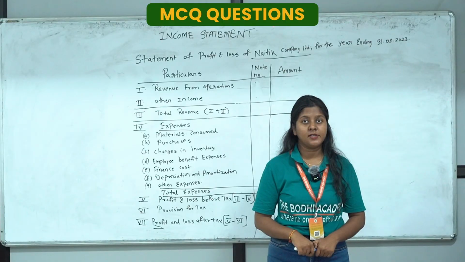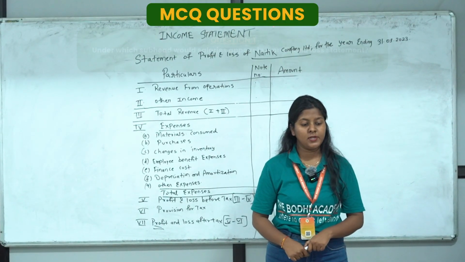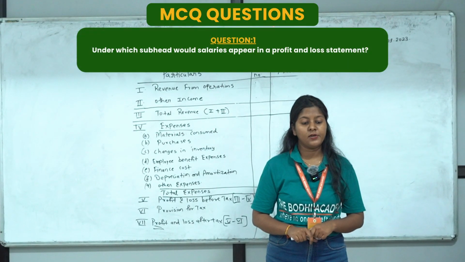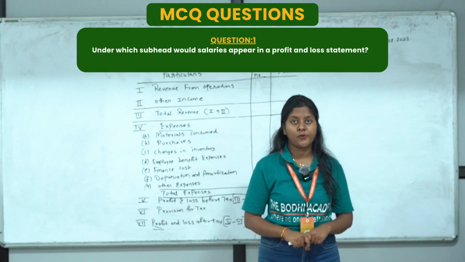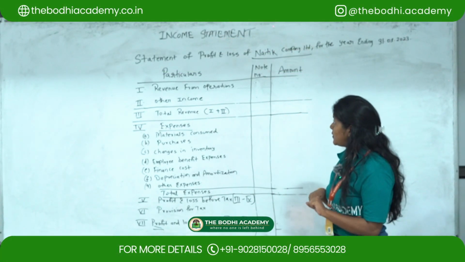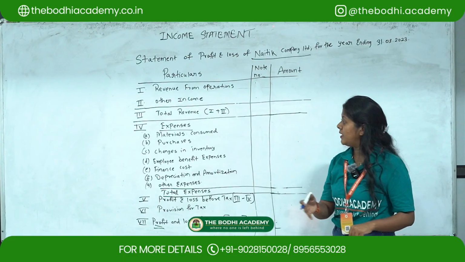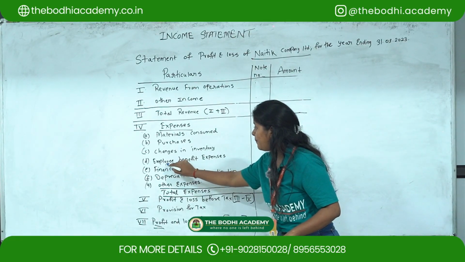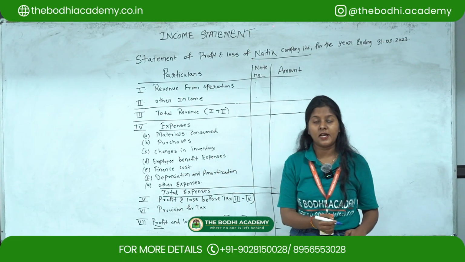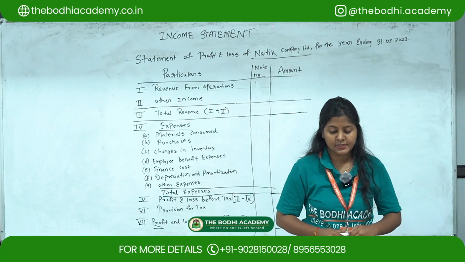So now we'll start with the MCQ, and the first MCQ is: under which subhead would salaries appear in the profit and loss statement? So if you see the profit and loss statement, basically salary we give to the employees, so it will come under this head, employee benefit expenses. So this answer is employee benefit expense.